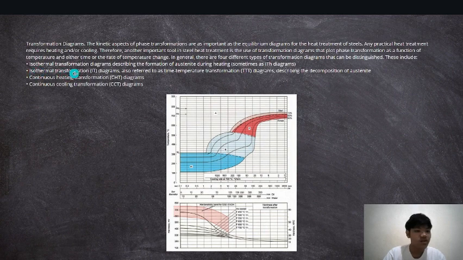1. Isothermal heating transformation diagrams, describing the formation of austenite, also referred to as IH diagrams. 2. Isothermal transformation or IT diagrams, also referred to as time temperature transformation or TTT diagrams, describing the decomposition of austenite. 3. Continuous heating transformation diagrams. 4. Continuous cooling transformation diagrams.